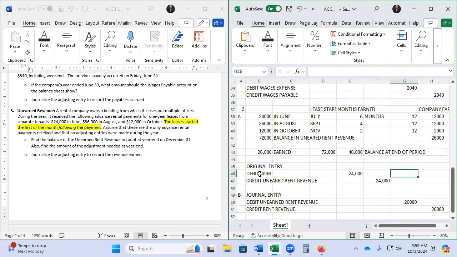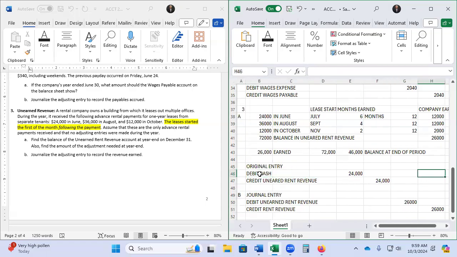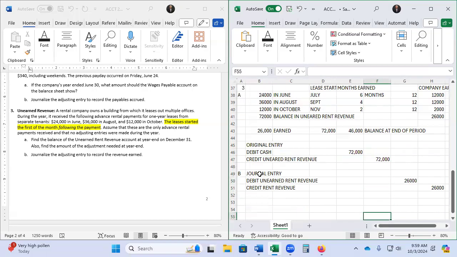And now each one of those would have to be added in, right? So they'd have the 24,000, then they'd have the 36,000, and then they'd have the 12,000. So ultimately, you'd end up with 72,000 here and 72,000 here. And so we have to back that out, and that's how we got the 46,000.